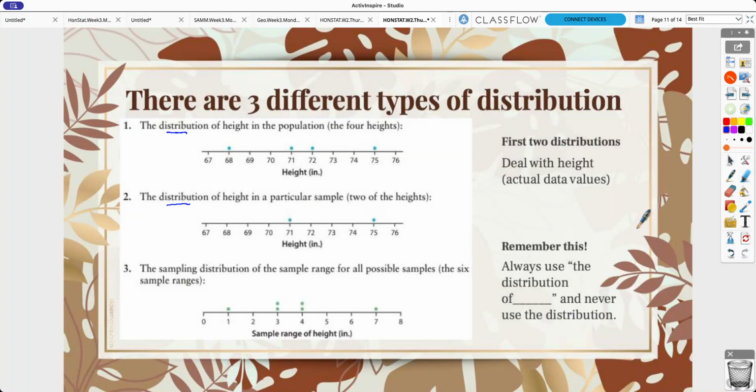So take note that you always want to use the distribution of something and never just use the distribution, because you would want to tell the reader what the distribution, what the dot plot is all about. What does it describe?